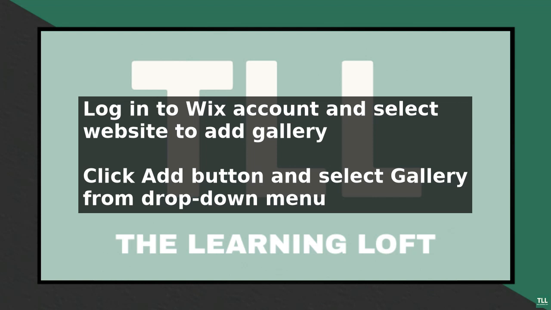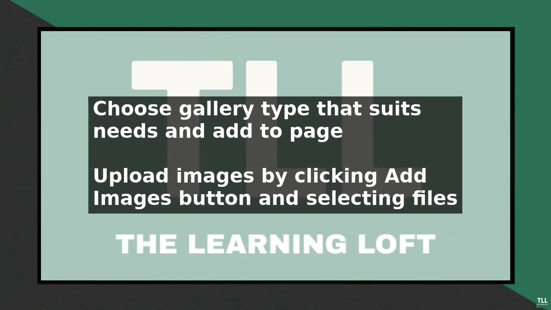First, click on the Add button on the top bar of the editor. Then select Gallery from the drop-down menu. This will open the Gallery section, where you can choose from a variety of gallery types, including grid, slideshow, and strip. Choose the gallery type that best suits your needs. Then click on it to add it to your page.